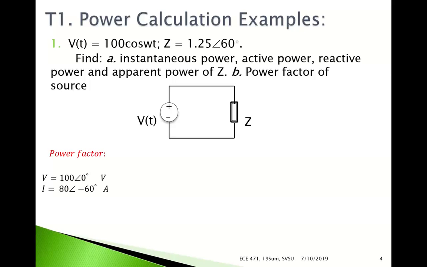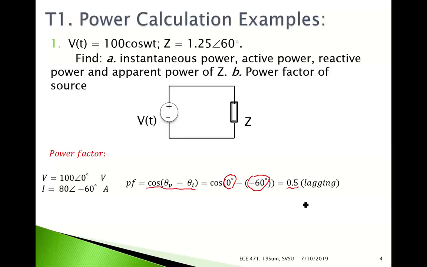Based on the voltage and the current phase angles, we can find the so-called impedance angle, equal to the difference between the two. The cosine of this impedance angle equals the power factor. Here, be careful: the impedance angle equals the voltage phase angle, 0 degrees, minus the phase angle of the current, which is negative 60 degrees. So we end up with 0.5.